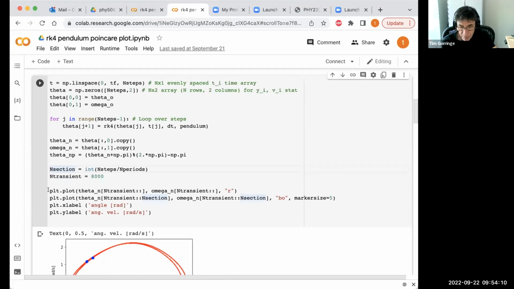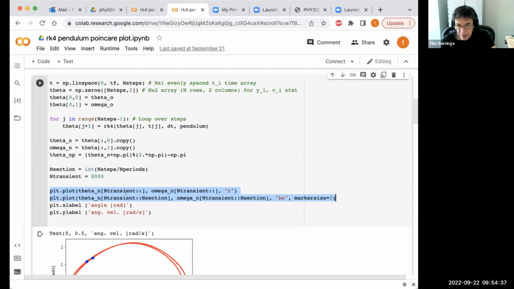Then the plots of the phase space and the plots of the Poincare section are done in these two lines here. The upper one is for the phase space, and it's going to give me a continuous red line. The lower one is for the Poincare sections, and it's going to give me the blue points.